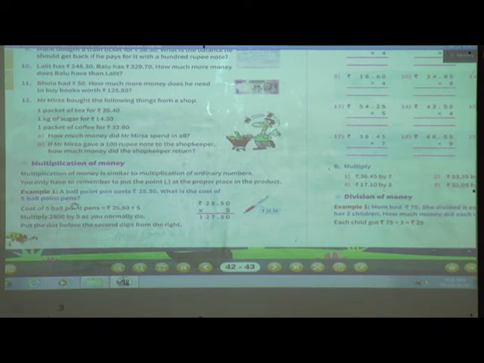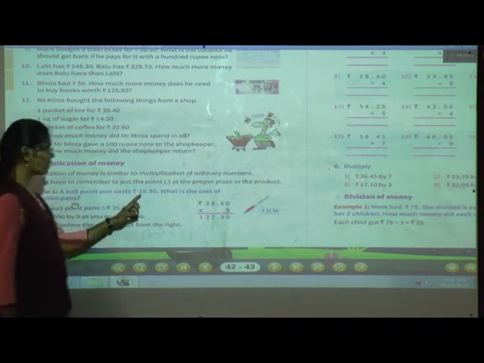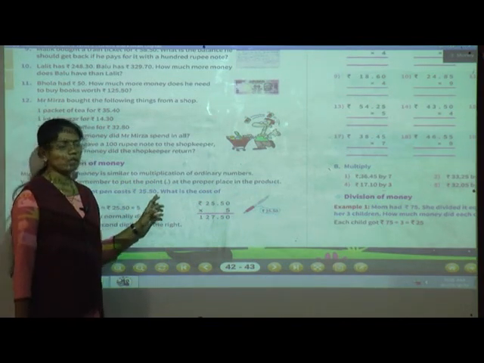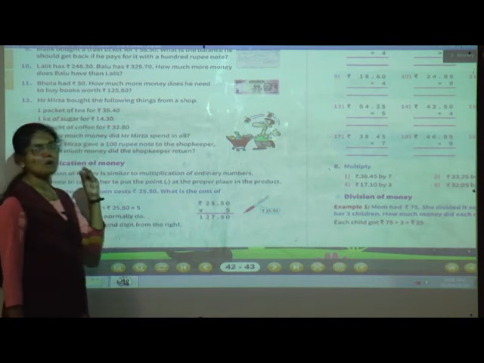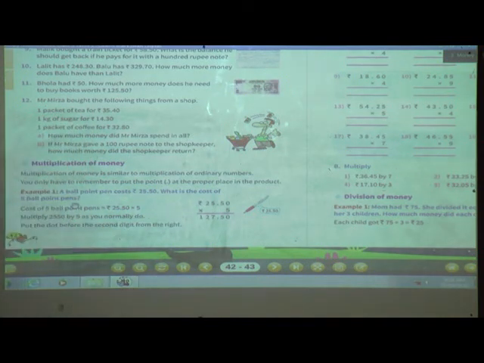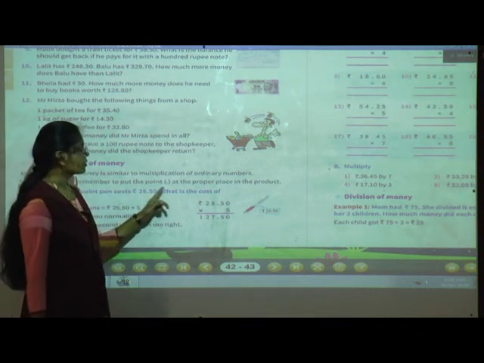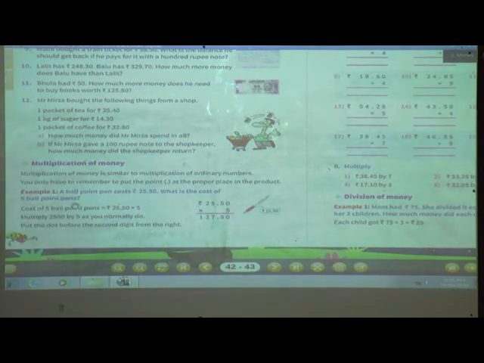See here, the cost of one pen is rupees 25.50, and we have to find out the cost of 5 pens. So what is the cost of 5 ball pens? Here we have to do the multiplication. So look at the board. Cost of 5 ball pens is equal to 25.50 into 5.